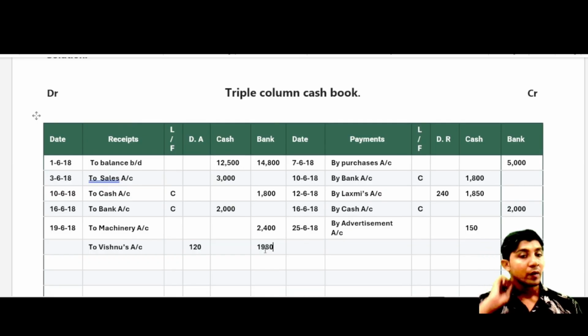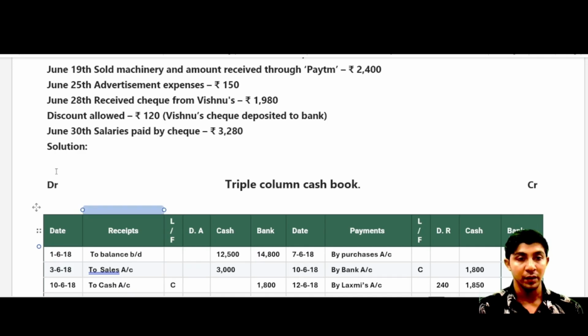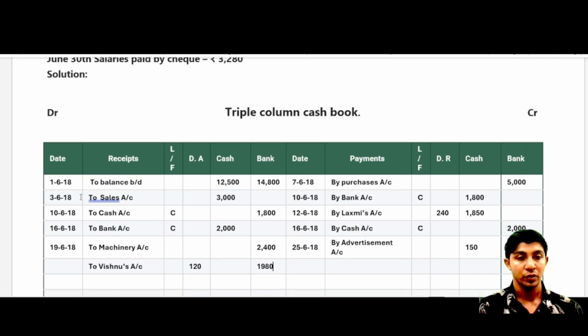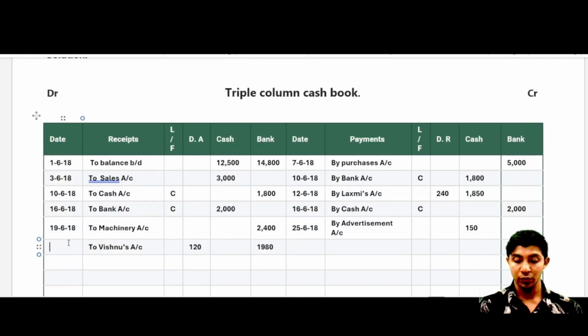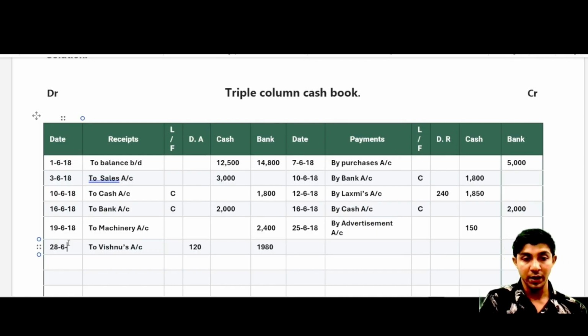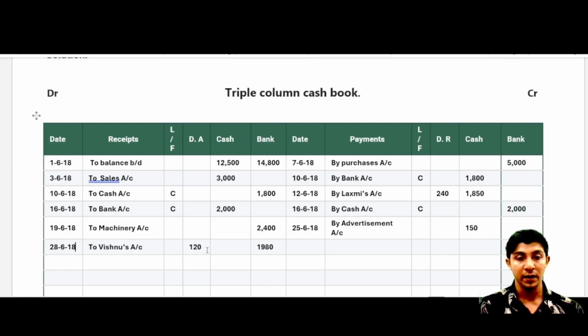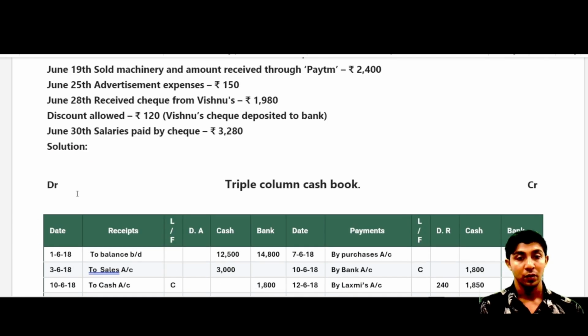Right? What is the date of this transaction? The date is 28th June, 28 June 2018. Done. चेक आया था इसीलिए हम बैंक अकाउंट में मेंशन करें and we have deposited the check on the same date. Now the last transaction is on 30 June.